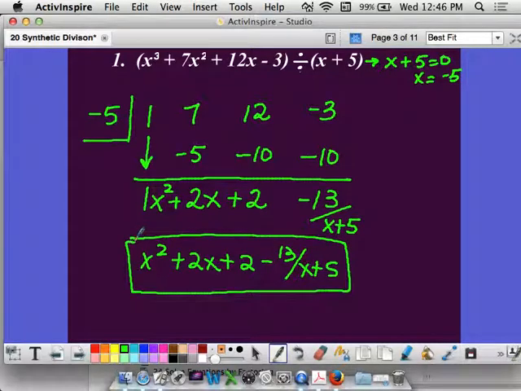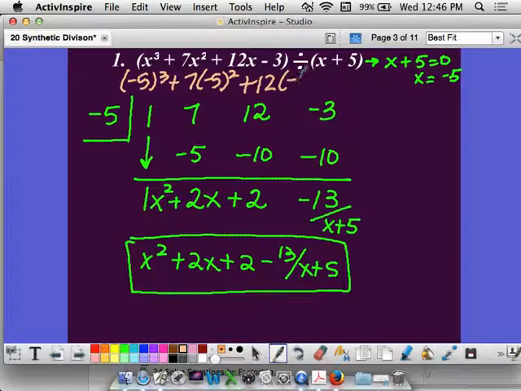To check that, I would plug negative 5 back up to the top, and it would look like this: negative 5 cubed plus 7 times negative 5 squared plus 12 times negative 5 minus 3, and it's going to give me negative 13 if my answer is correct. But don't forget to put your negative in parentheses.